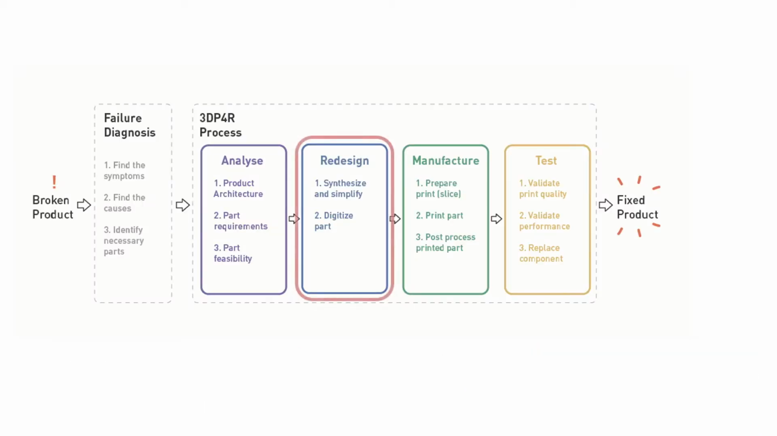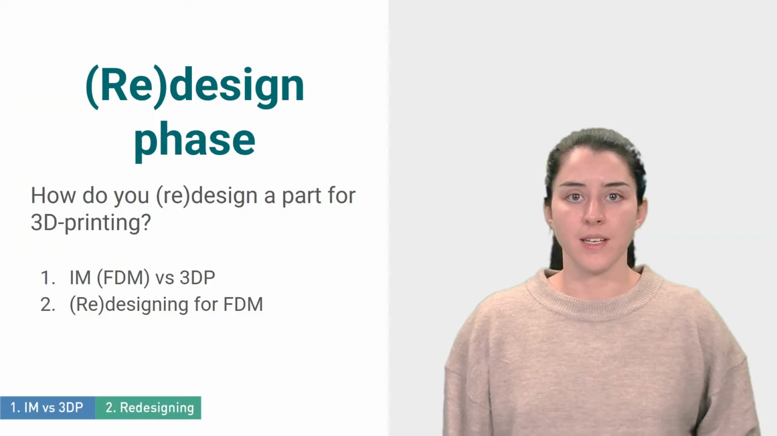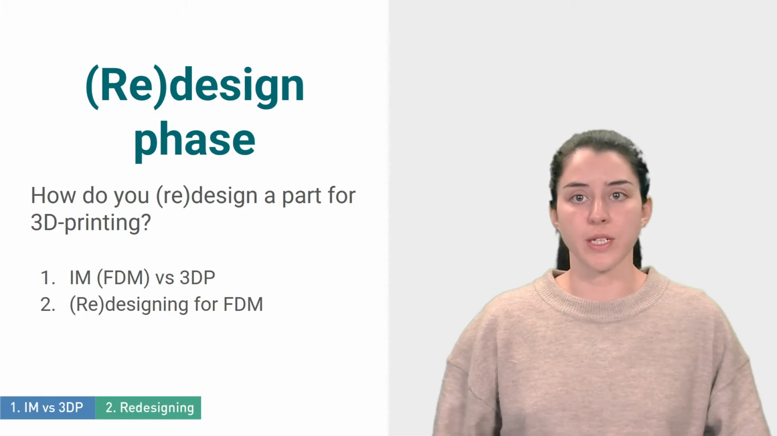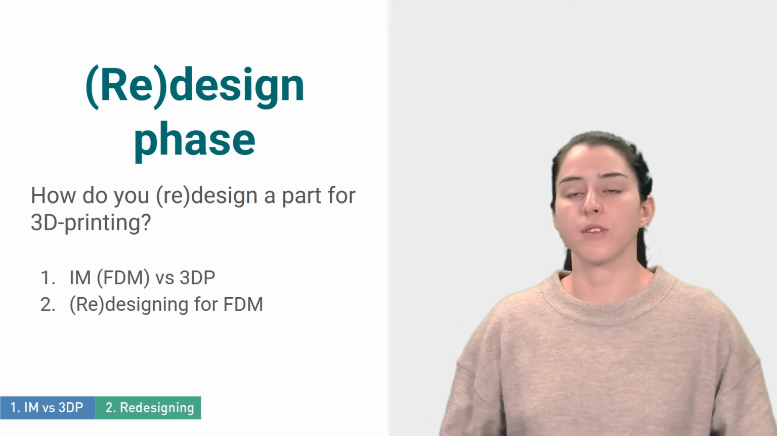In the previous phase, you analyzed your part and decided that you could print it. Now, it is time for the redesign phase. This is the second phase of the 3D printing for repair process. In this phase, you will find out how you can apply the findings of the analysis phase in the redesign of your part. In the redesign phase, we will focus on two main topics: injection molding versus 3D printing with FDM and redesigning for FDM.